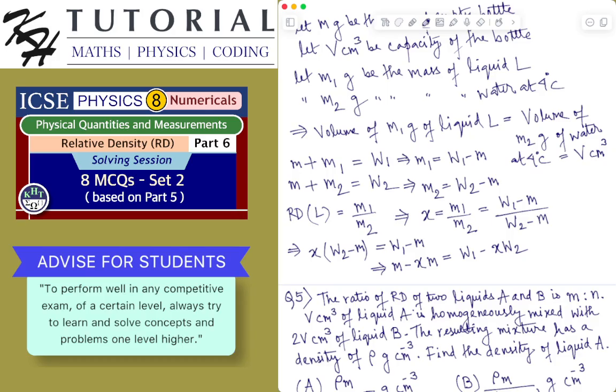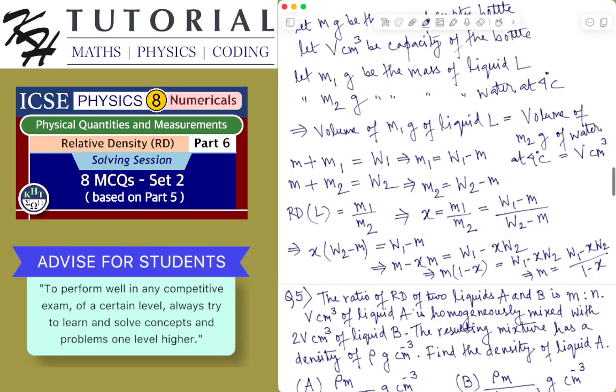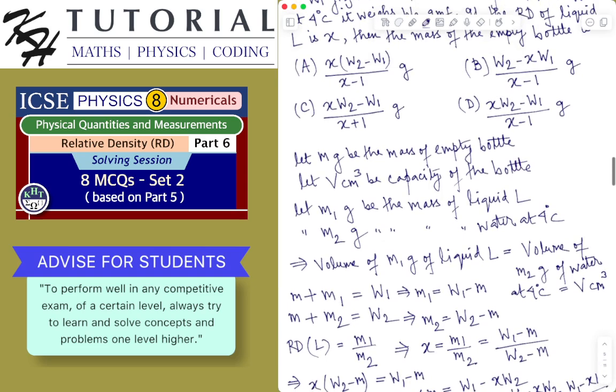So from the left hand side, if I take m common, m times 1 minus x is equal to W1 minus xW2. This implies m is equal to W1 minus xW2 divided by 1 minus x. This much gram should be the mass of the empty bottle.